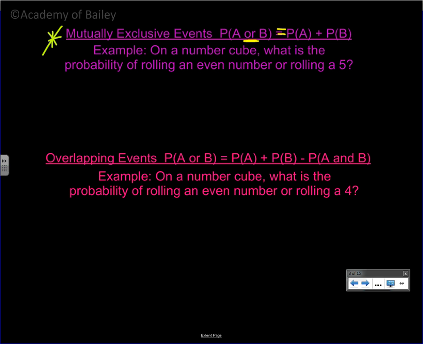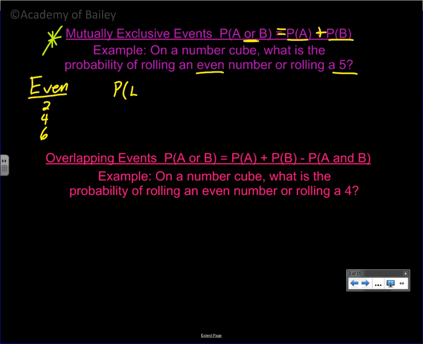The probability of A or B is equal to the probability of A plus the probability of B. So for this example, a number cube has the numbers 1 through 6 on it. What is the probability of rolling an even number or rolling a 5? Now, you're trying to get an even number or a 5. You're not trying to get both events. You're trying to get one or the other, not both of them.